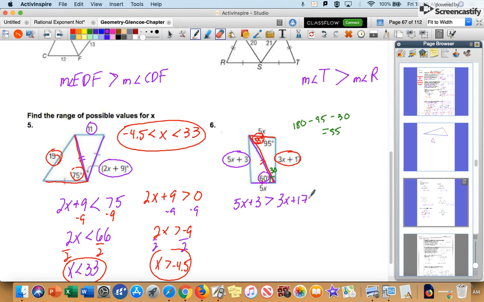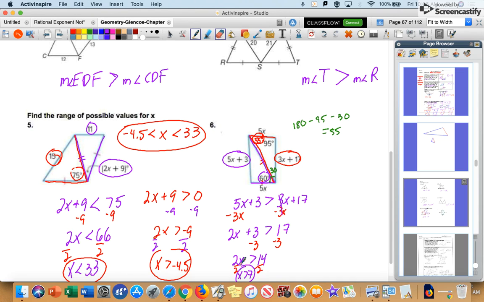So now we got to do a little bit more work on solving this one. Let's get our variables on the same side of the equation. Same side of the inequality, I should say. And so that leaves us with 2x plus 3 is greater than 17. And then we subtract 3, and that leaves us with 2x is greater than 14. Dividing by 2, we get x is greater than 7. So that's the first piece, x is greater than 7.